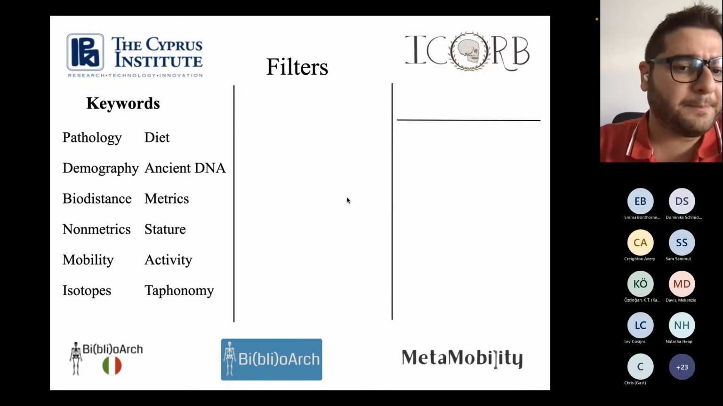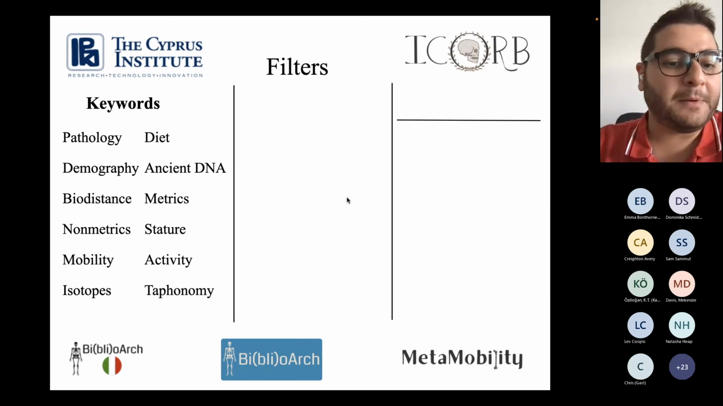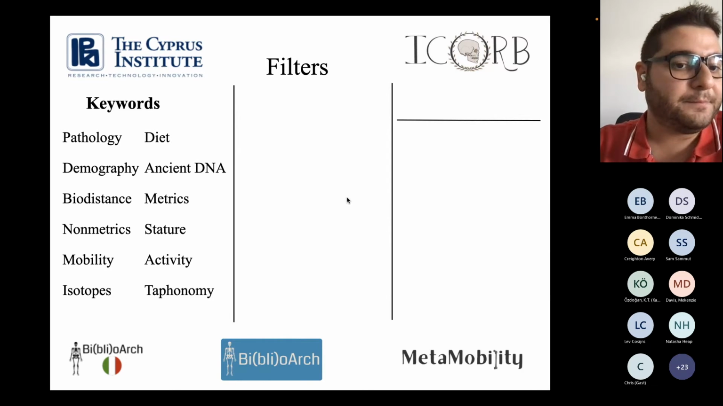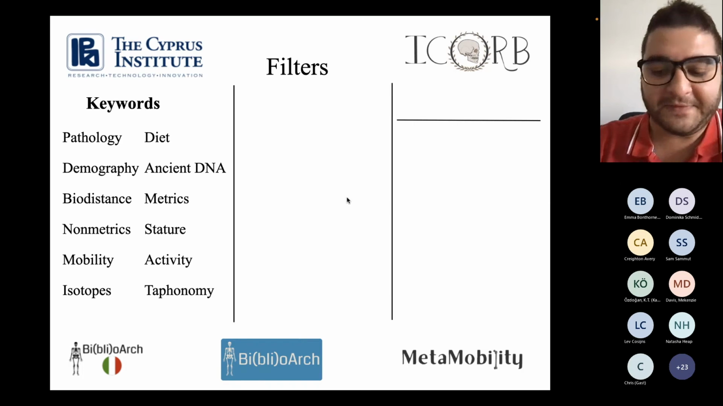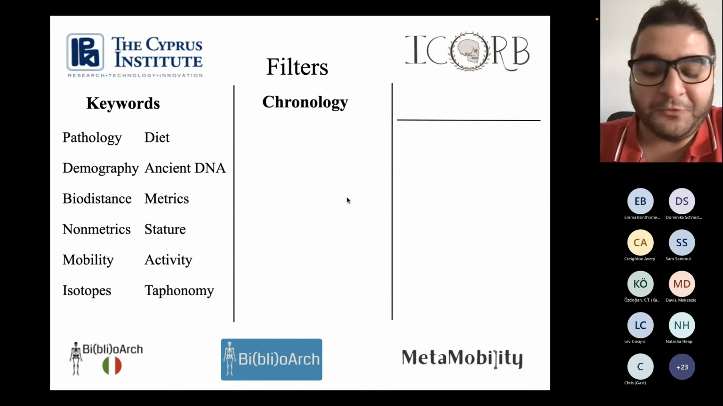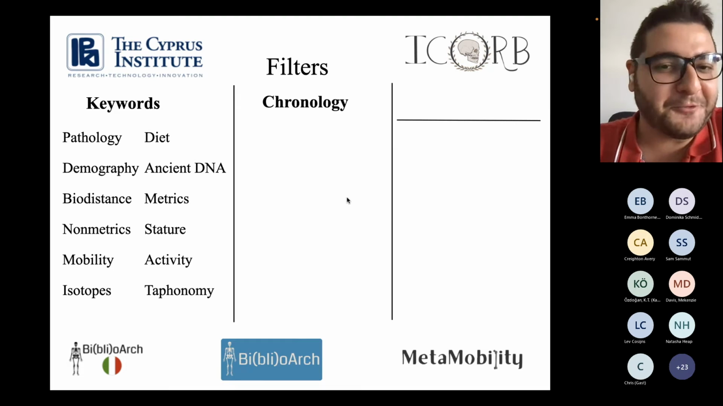Now, we also have some overlap, because if you see, for example, stature, if the authors provide the statures, this paper will be tagged with stature, but also with metrics. But it won't happen the other way around. If there are other metrics, but no statures, then it's going to be only metrics. The second important filter, which is the new filter we introduced with Biblioarch-Italia, is the chronology.